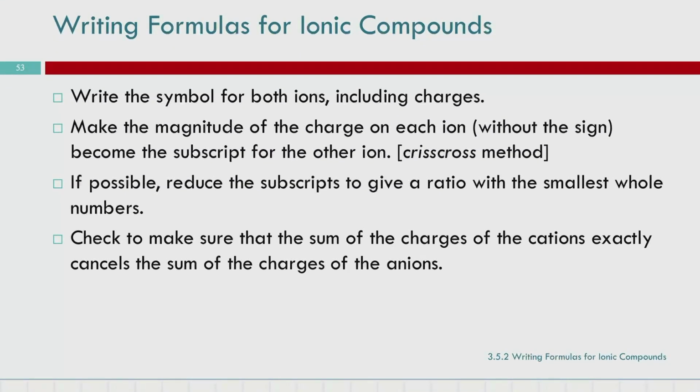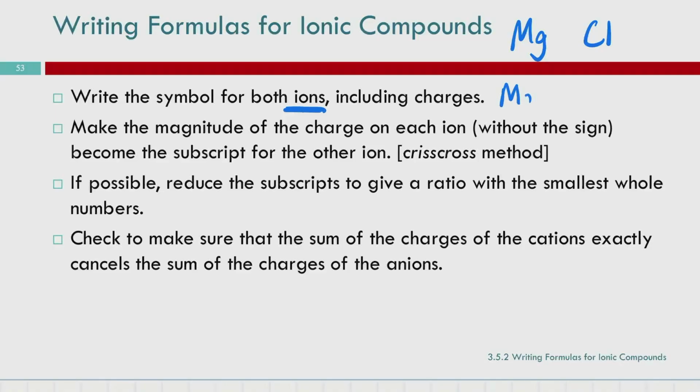When we're writing out formulas for compounds, you might be given the 2 types of ions that are in the formula. So for example, I might tell you we've got magnesium and we've got chlorine, and we're forming an ionic compound from those 2 elements. So what we would want to do is write out the symbol for both ions. That means we include their charges. So magnesium we find in our 2A column. It's number 12. It's in the 3rd row. It's in the 2A column or the 2 column. So that's going to be magnesium 2+.